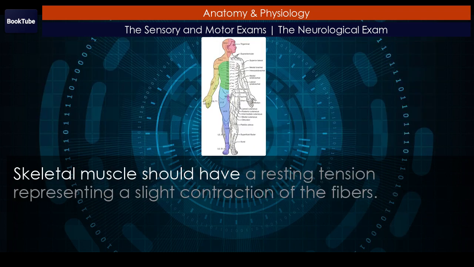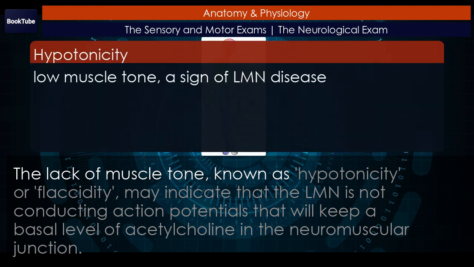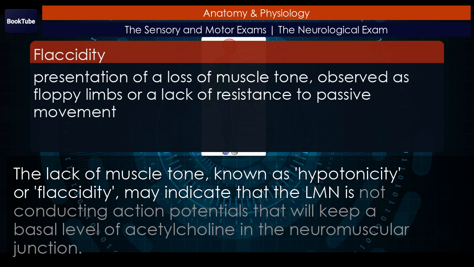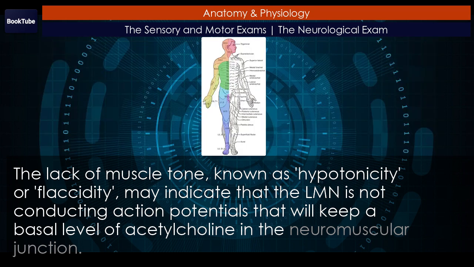Skeletal muscle should have a resting tension representing a slight contraction of the fibers. The lack of muscle tone, known as hypotonicity or flaccidity, may indicate that the LMN is not conducting action potentials that will keep a basal level of acetylcholine in the neuromuscular junction.